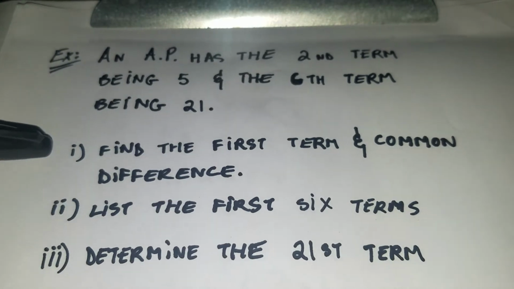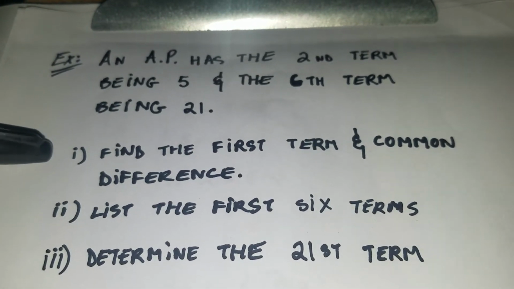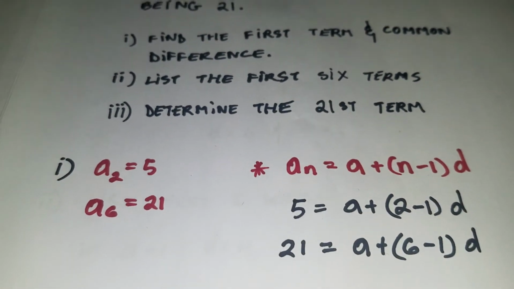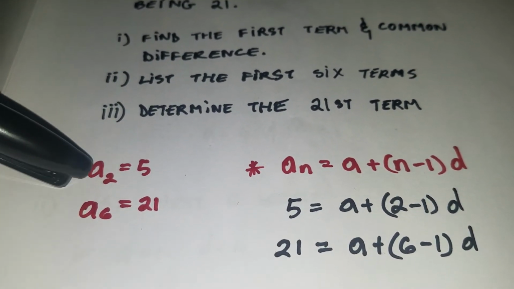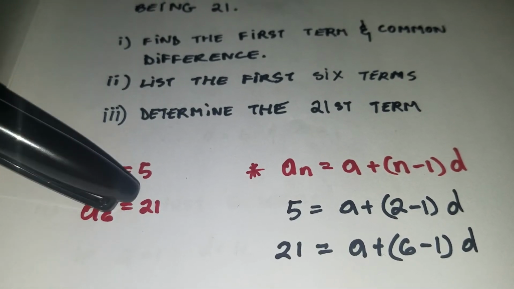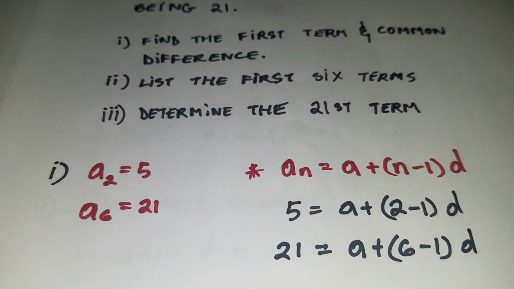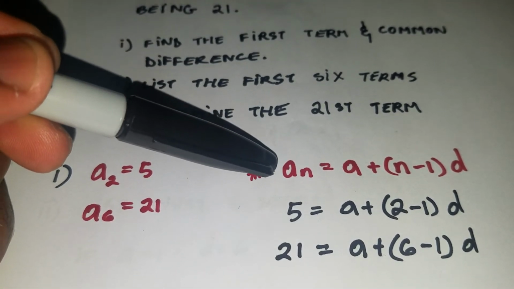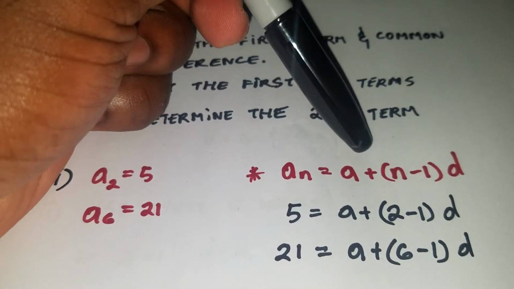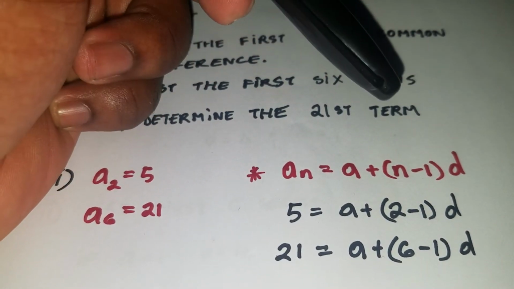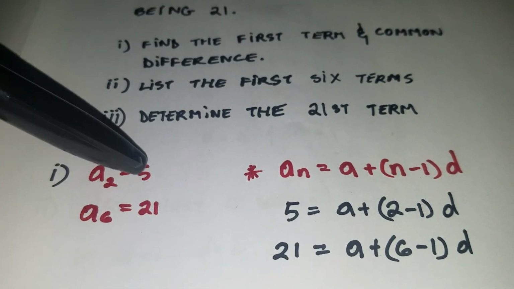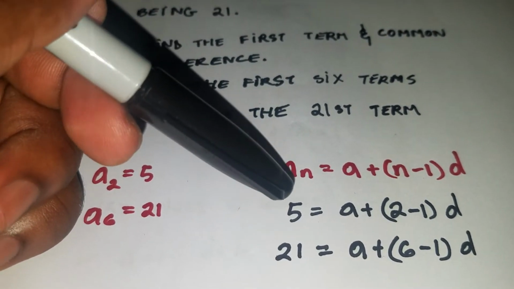Now, to tackle part 1, which says find the first term and the common difference, the information that's given is: the second term is equal to 5, the sixth term is equal to 21. Now that we know that, remember the formula for the nth term. Nth term is equal to the first term A plus n minus 1 times D, which is the common difference. Now, if we know that the second term is 5, we can apply this to the formula.